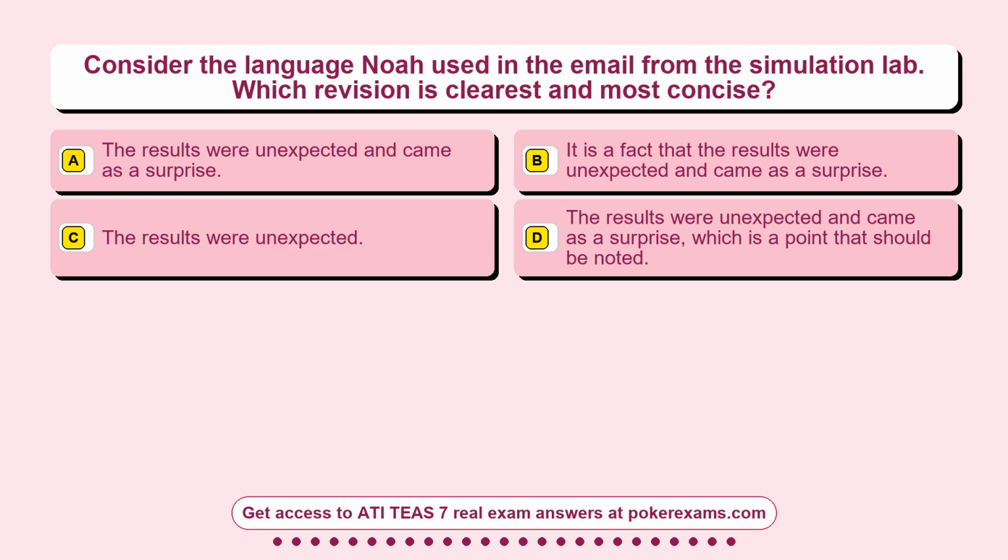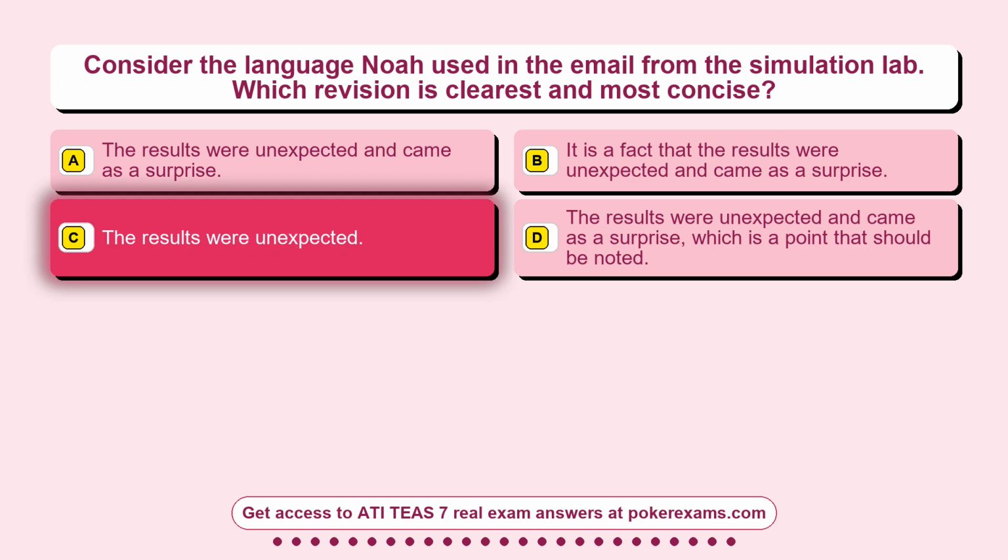Question 2. Consider the language Noah used in the email from the simulation lab. Which revision is clearest and most concise? Option A. The results were unexpected and came as a surprise. Option B. It is a fact that the results were unexpected and came as a surprise. Option C. The results were unexpected. Option D. The results were unexpected and came as a surprise, which is a point that should be noted. The correct answer is option C.